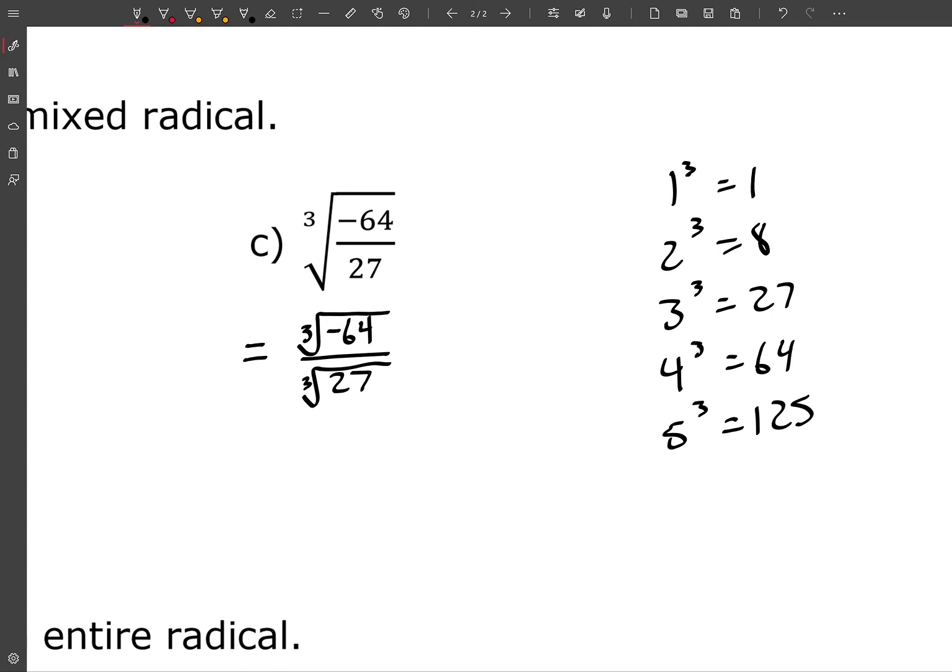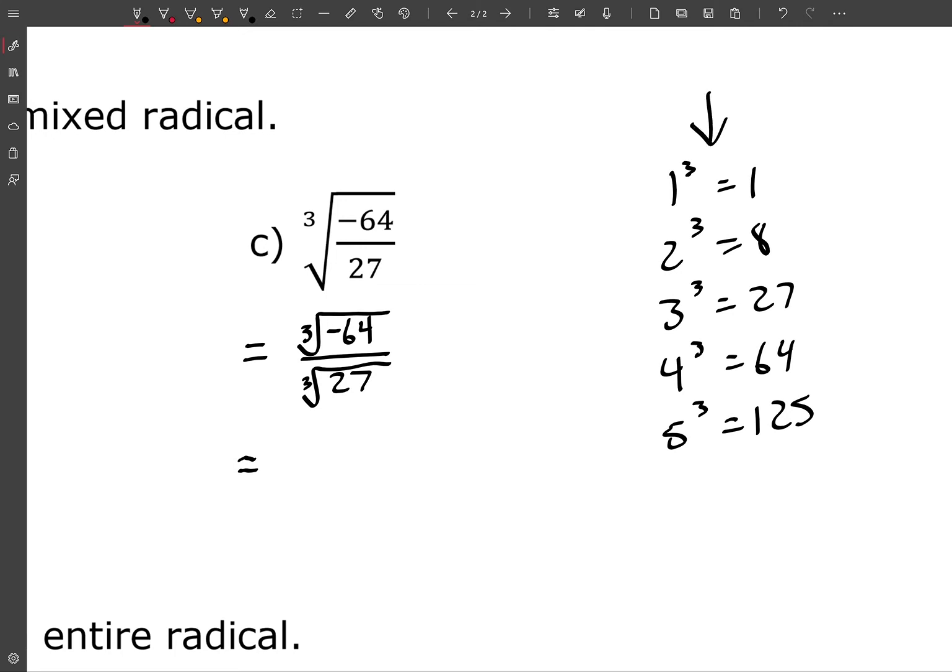This is the same as exponent laws. You can distribute exponents over division. You can distribute radicals over division. That's okay. So the cube root of negative 64. Now a lot of you will be able to look at that and see it right away. In fact, you probably see it by looking at my list on the side here.